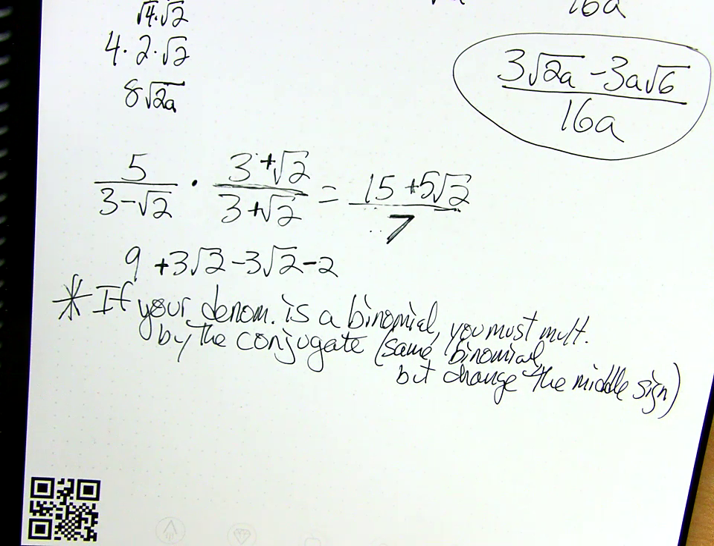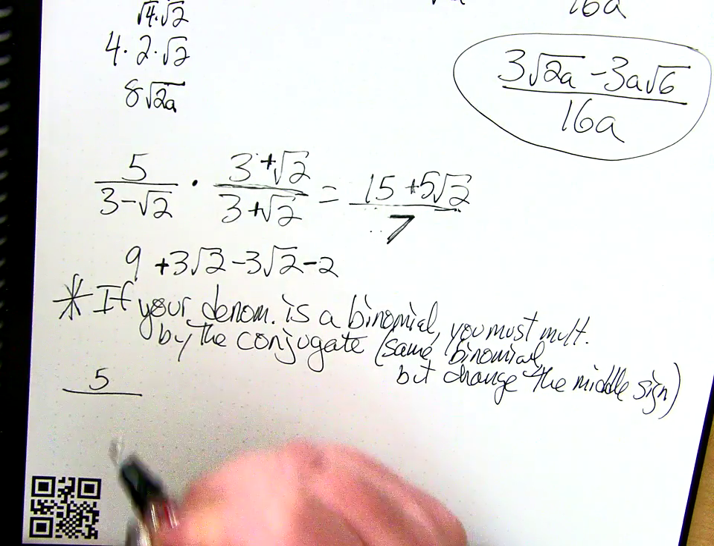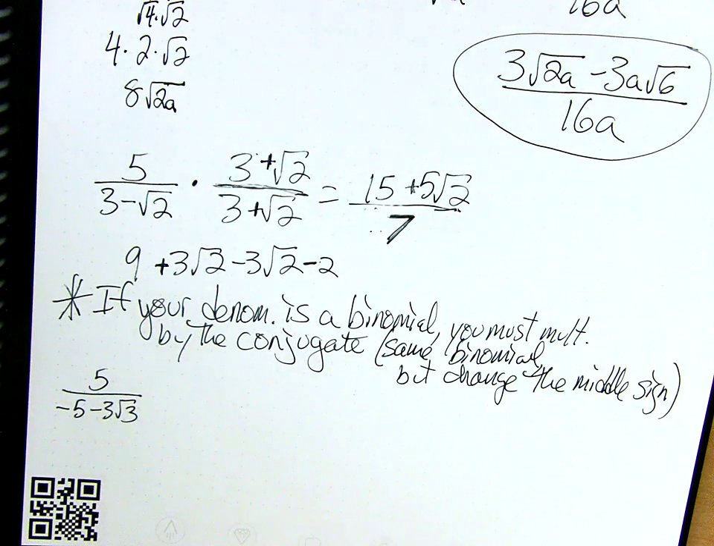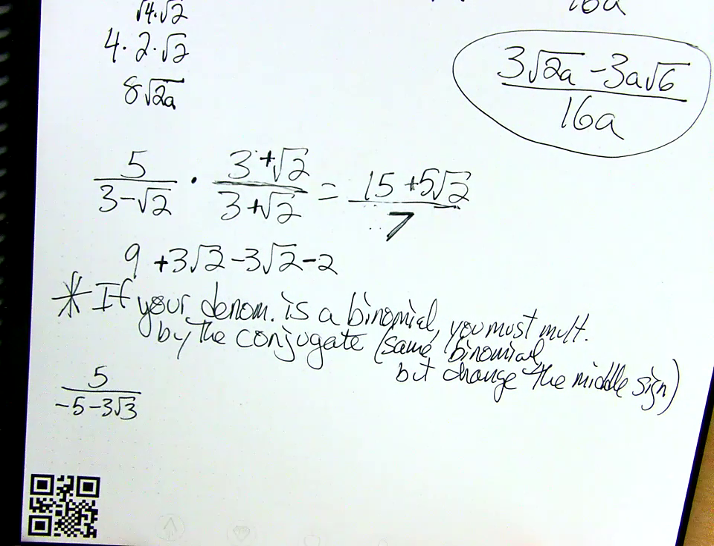So let's do 16 together. 16 is 5 over negative 5 minus 3 root 3. Okay, so what am I going to multiply by to undo this?